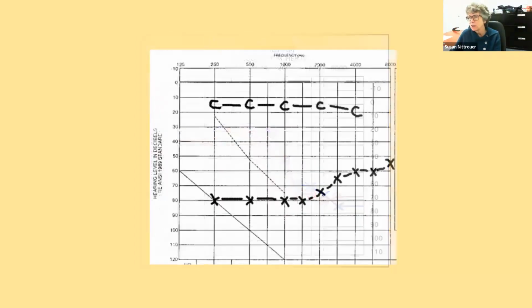Okay, you're also going to see audiograms like this, where the C represents aided thresholds with a cochlear implant. Now here, this doesn't tell me whether this is 1 or 2 cochlear implants. This shows me thresholds for unaided left ear here.